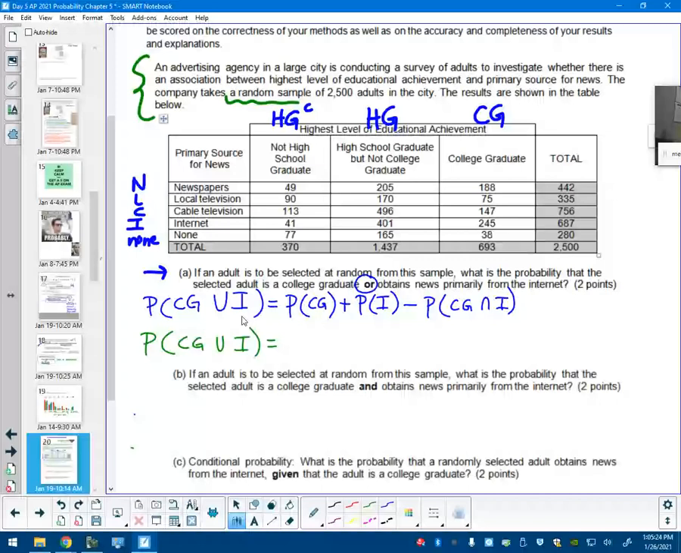And so now, Walker, what's the fraction for college graduate? Would be 693 over 2,500. Yep. As long as the word given is not in the prompt, the denominator is going to be your total. All right, Rania, how about how many people use the internet? 687. Yep. Minus the people we've counted twice. Nick, Nelson? 245 over 2,500.